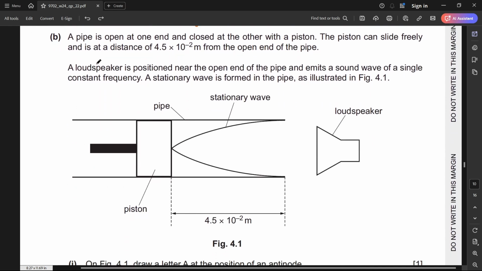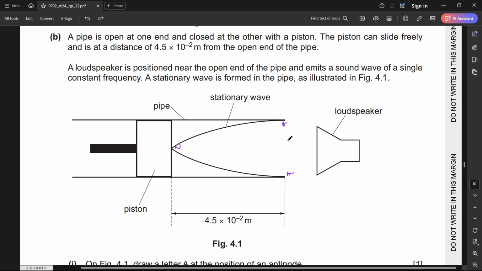And then for part B, a pipe is open at one end and closed at the other with a piston. So we know that it's open over here and closed over here, and that is why we are having a node and an antinode over here. Now the piston can slide freely, and currently it is at a distance of 4.5 x 10^-2 meters from the open end. A loudspeaker is positioned near the open end and emits a sound wave of a single constant frequency. Based on that, a stationary wave is formed in the pipe as illustrated over here.